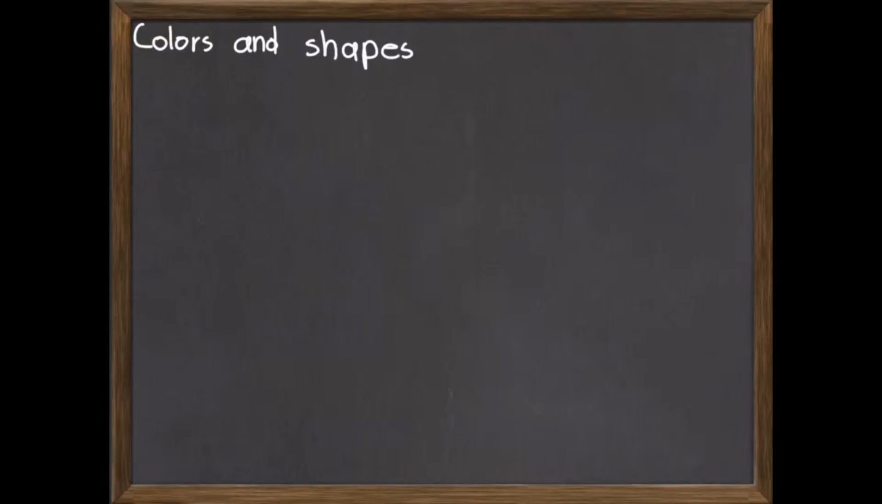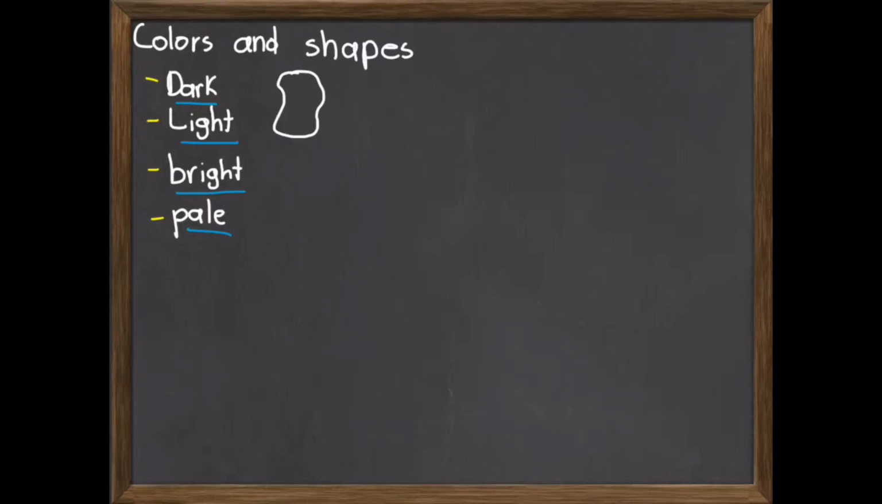Now let's look at colors and shapes. You probably already know the different colors, or at least some basic colors in English. So now let's look at some words that describe such colors. Dark, light, bright, and pale.